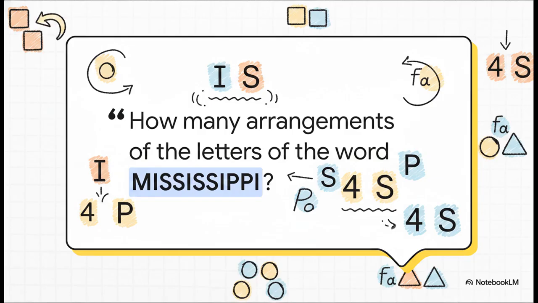And this is the classic example that illustrates that identical objects rule. We divide the total factorial of all 11 letters by the factorials of each repeated letter. That's the 4 I's, the 4 S's, and the 2 P's. And that gets us the true number of unique arrangements.